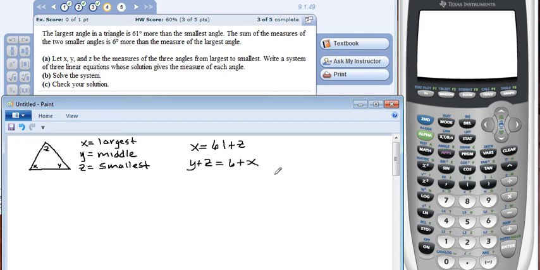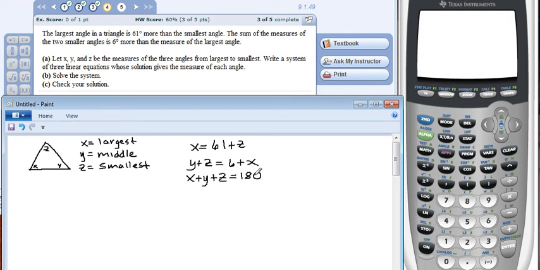I don't have a third equation. But I can go back in my brain and say, what do I know about triangles? What do I know about the sum of these three measures in any triangle? Well, I know that the sum of the angles in any triangle add to 180. So there's my third equation. The sum of all three have to add to 180.